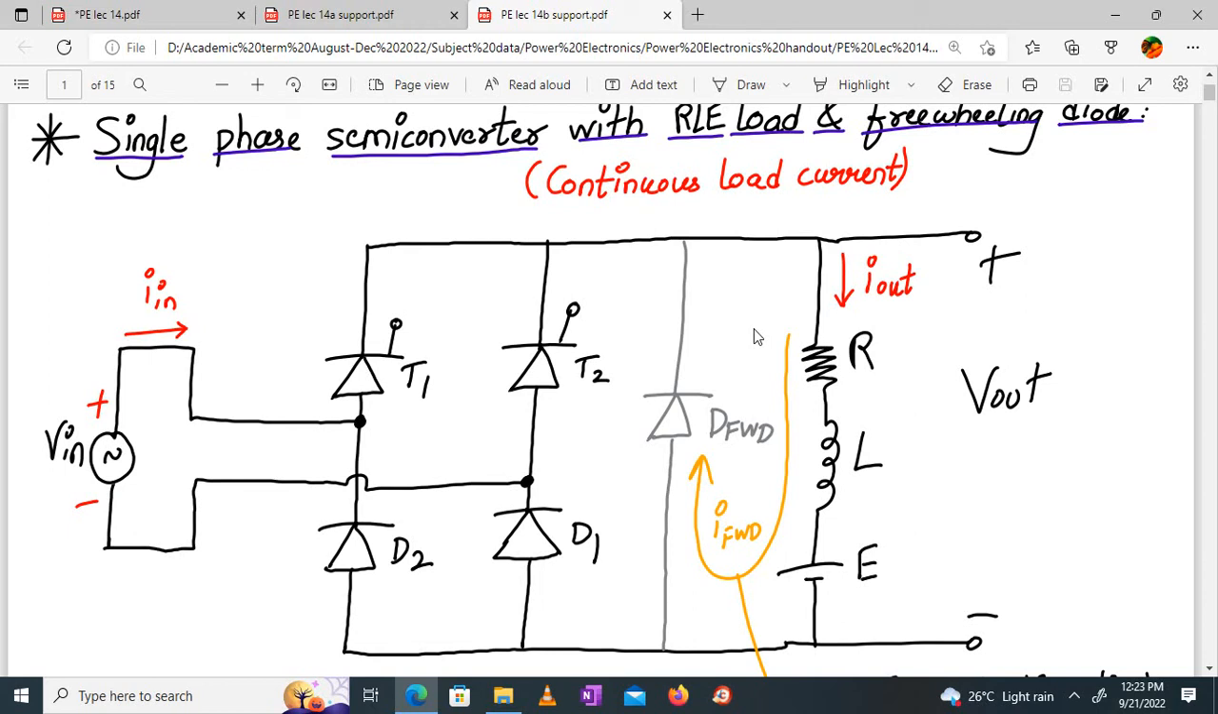Draw the circuit diagram, please. It's a symmetric configuration. We are assuming a continuous load current and we have a freewheeling diode. T1 and T2 are the SCRs and D1 and D2 are the power diodes.